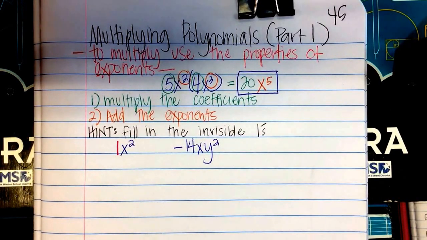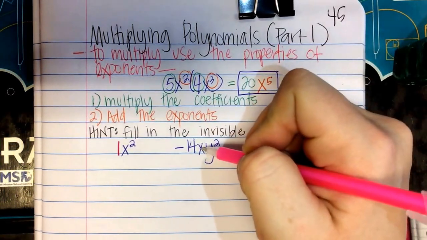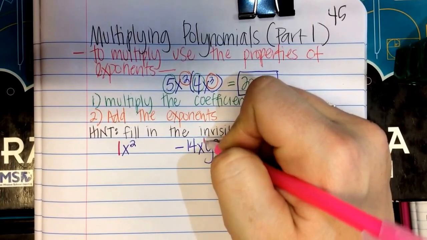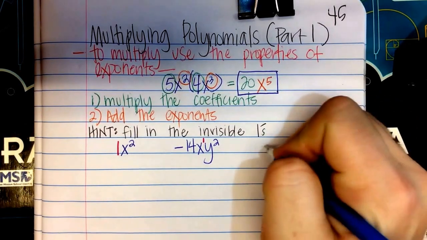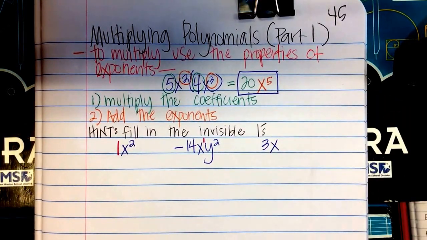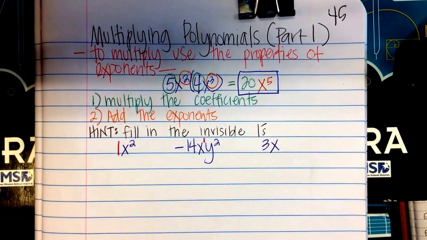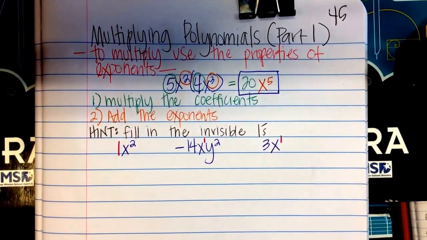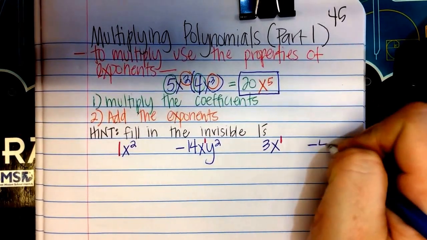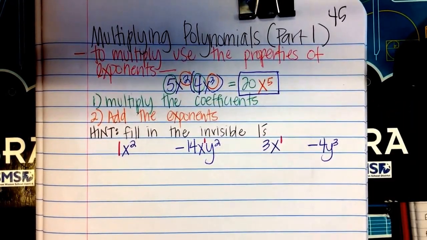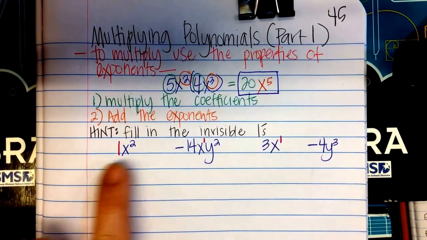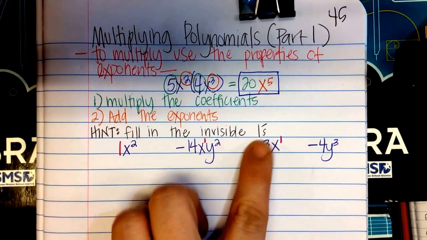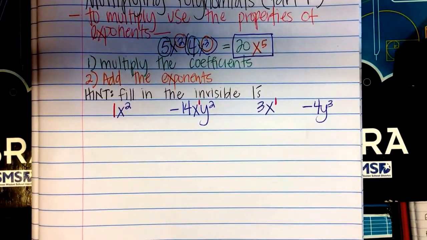Danya? As an exponent, x to the first power. What if I gave you this? 3x. 3x to the first power. What if I gave you negative 4y to the third? Is there a hidden number 1? No, this problem's done. So you need to fill in all of the hidden, fill in the invisible ones. And here's why.